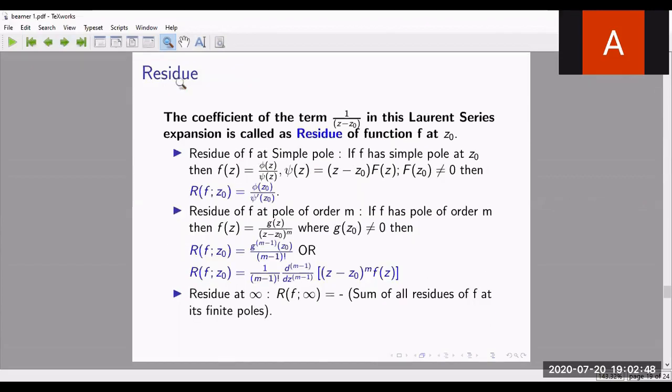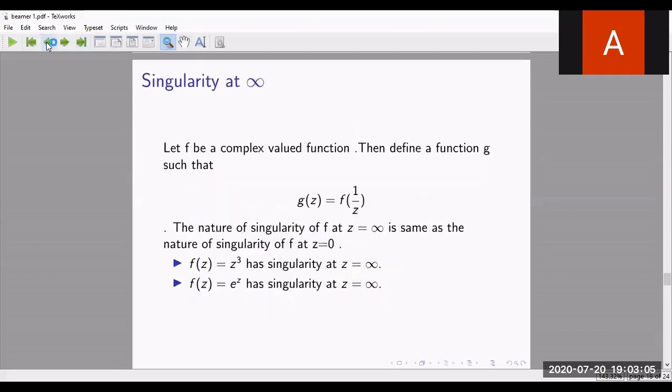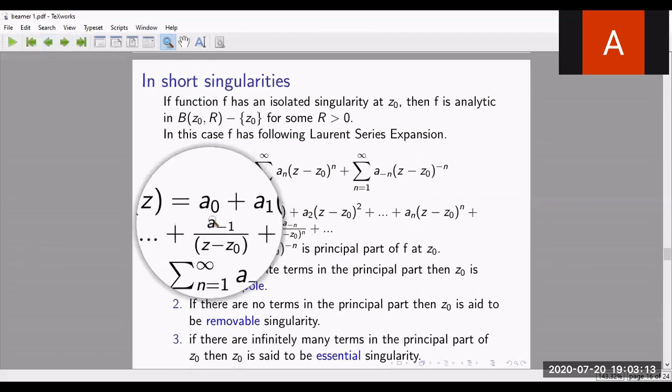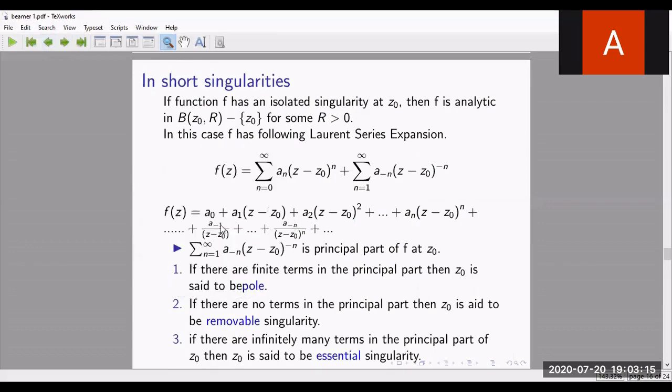To find the residue, we must know the Laurent series expansion. Residue is nothing but, in the Laurent series expansion, the coefficient of the term 1 by z minus z naught. The coefficient of 1 by z minus z naught, that is a minus 1, is called the residue.